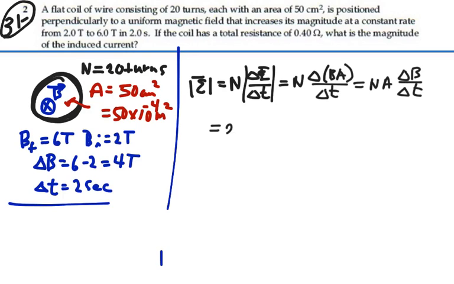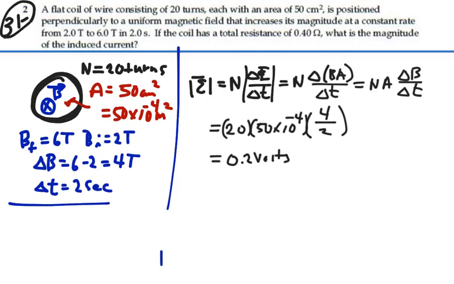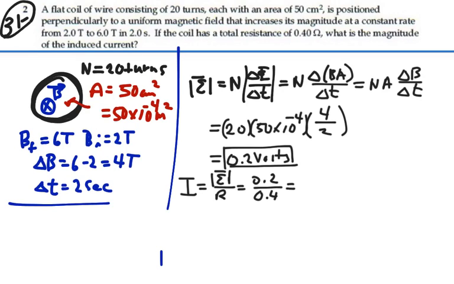That's going to be equal to 20 turns times an area of 50 times 10 to the minus 4 meters squared. Our change in field is 4 Tesla, and we're going to do it in 2 seconds. This is equal to 0.2 volts. That's our EMF. We want to find the current. Current is going to equal that voltage, EMF, divided by the resistance. 0.2 volts divided by 0.4 ohms is going to be 0.5 amps.